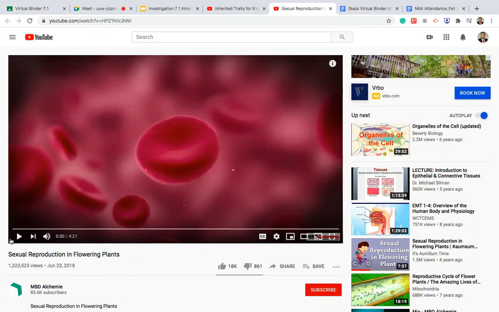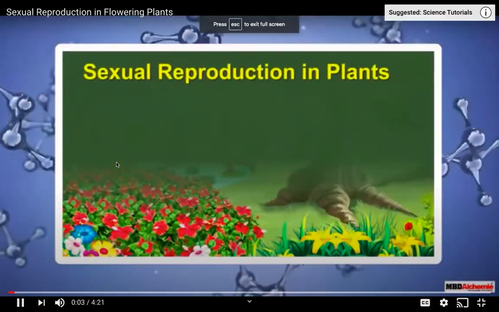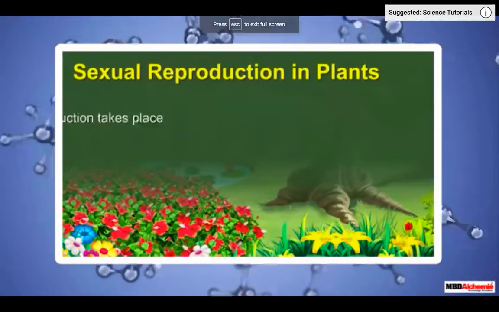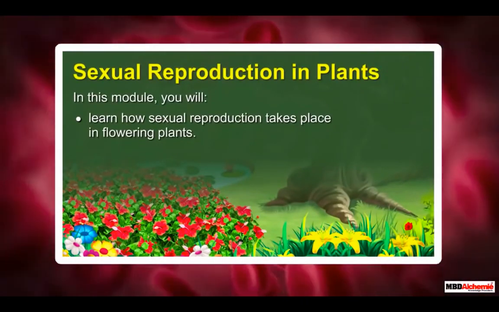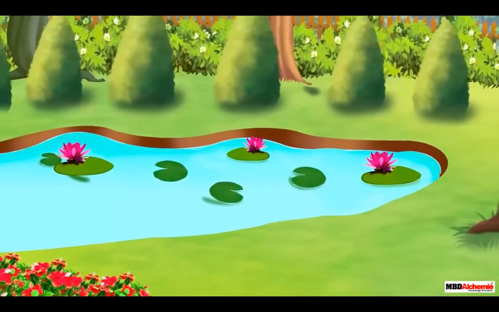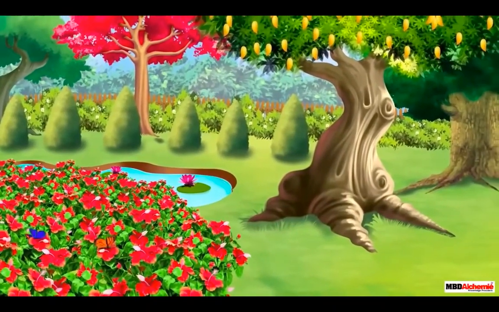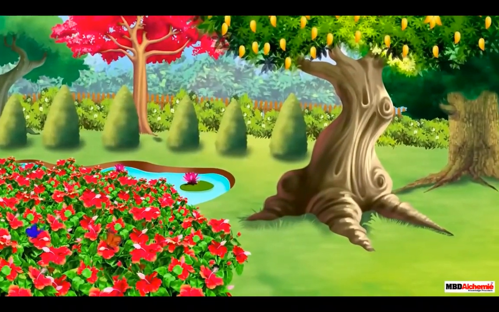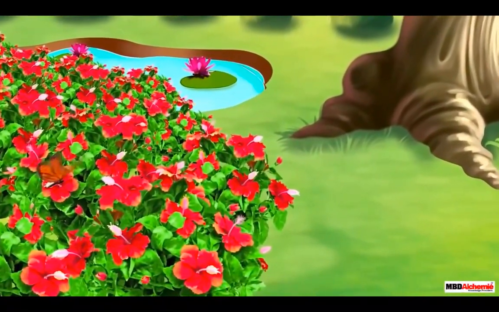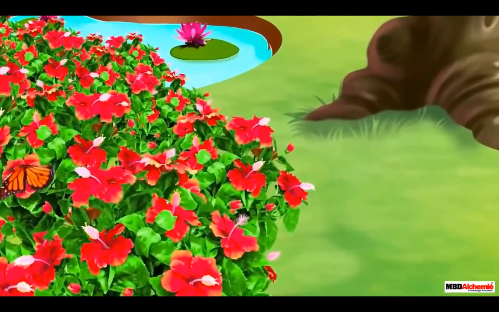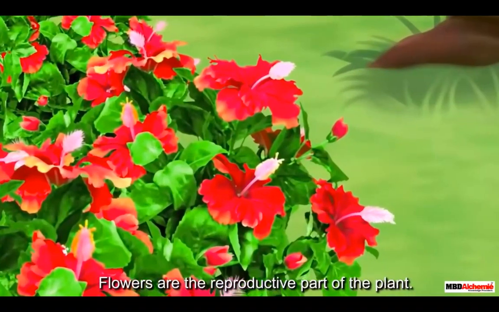So, we started today by looking at, well, how do plants reproduce? Sexual reproduction in plants. In this module, you will learn how sexual reproduction takes place in flowering plants. It is spring season. Flowers are blooming on the trees. It is indeed a beautiful sight. Flowers attract all of us. They are the most beautiful part of the plant, isn't it? You already know that flowers are not present only to add beauty to the plant. They are in fact the reproductive part of the plant.